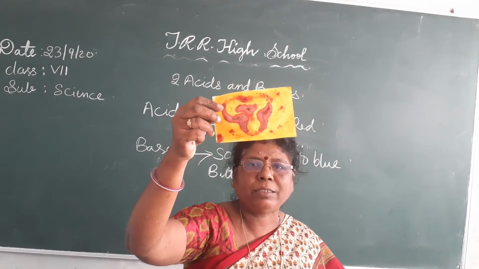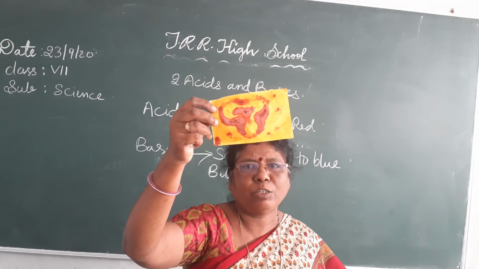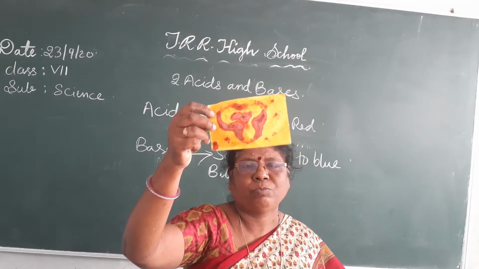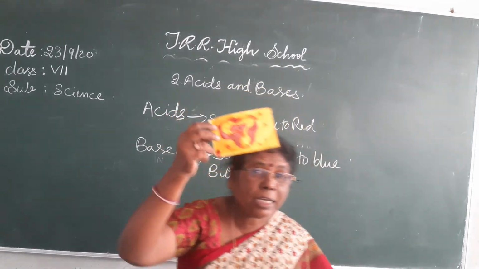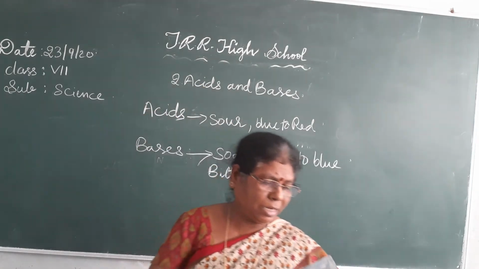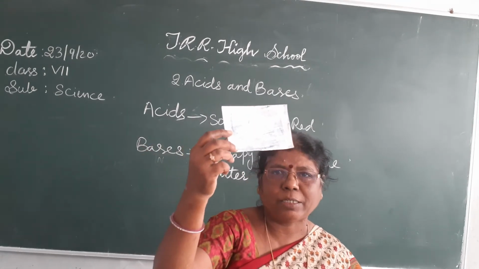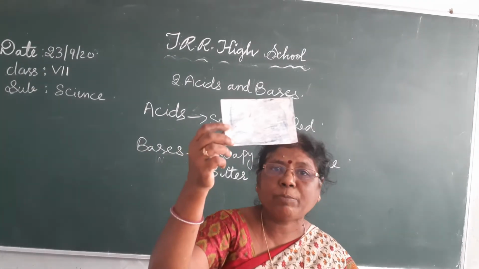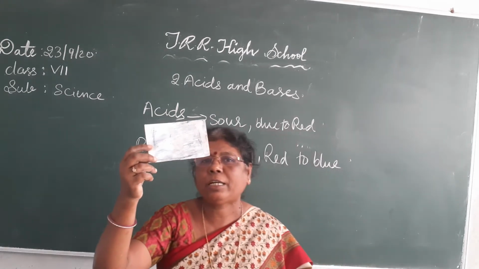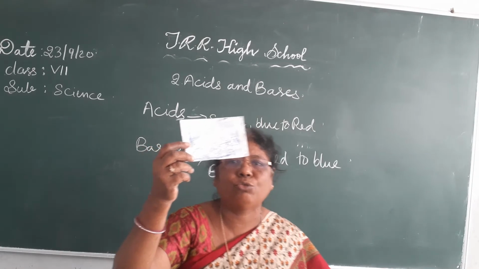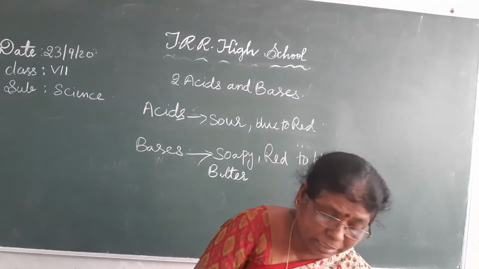Turmeric paste, and what did I use here? Soap water or detergent solution. So what color are you getting? Red color. This is a test for identifying bases. Here, these are hibiscus petals. What I applied on the hibiscus petals was lemon juice, so you are getting pink color. The hibiscus petals are used for identifying acids.